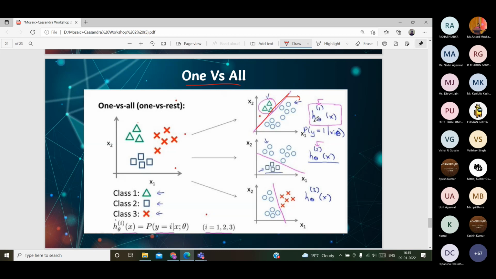So here we'll train three classifiers. The first one is h theta 1 of x, which will tell the probability that it is a triangle or not. The second one is h theta 2 of x, which will tell the probability that it is a square or not. And h theta 3 of x will tell the probability that it is a cross or not. So there are three different classifiers for three classes.